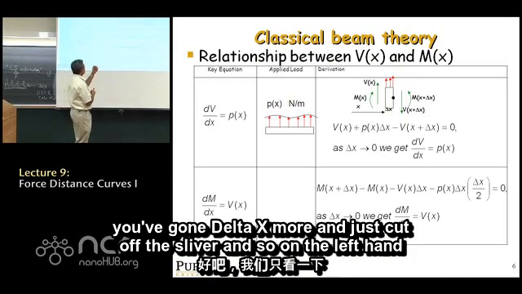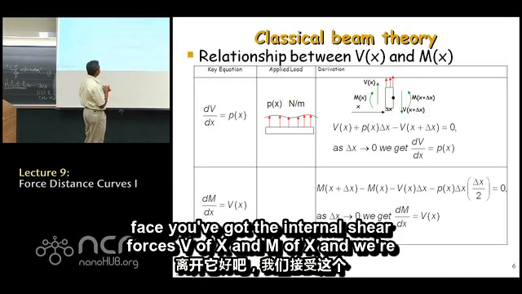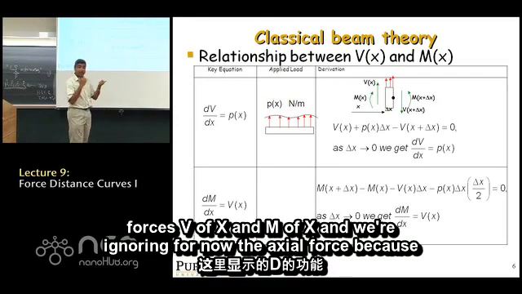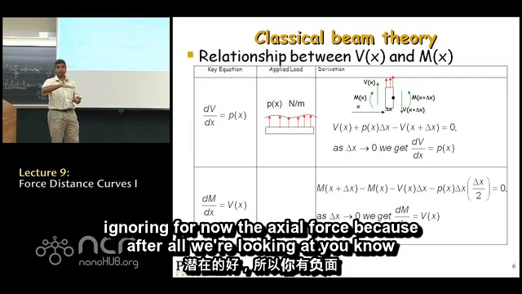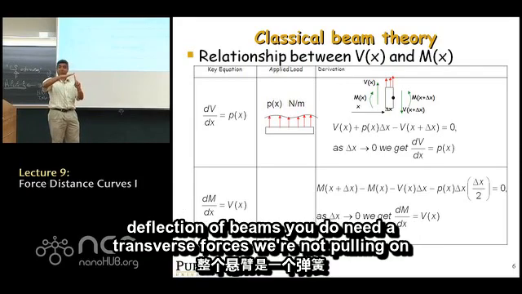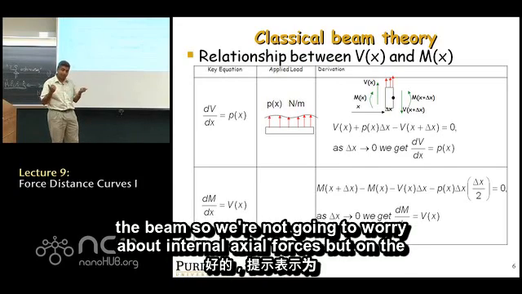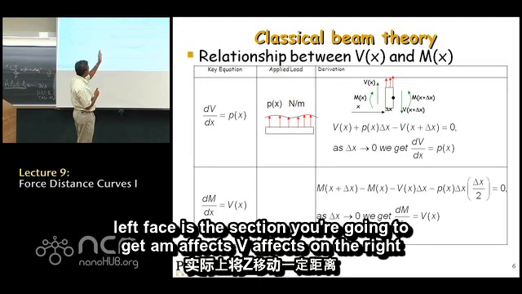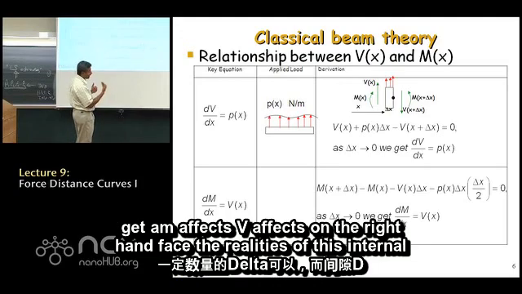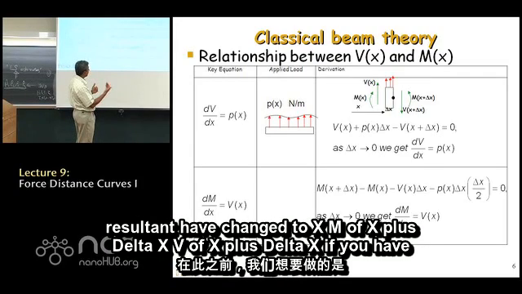And so on the left-hand face, you've got the internal shear forces V of x, M of x, and we're ignoring for now the axial force because after all, we're looking at deflection of beams due to transverse forces. We're not pulling on the beam, so we're not going to worry about internal axial forces. But on the left face of the section, you're going to get M of x, V of x. On the right-hand face, the values of these internal resultants have changed to M of x plus delta x, V of x plus delta x.